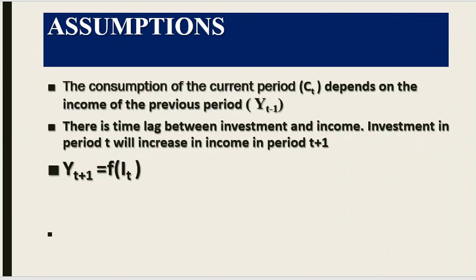Consumption of the current period depends upon the income of the previous period, like the consumption of the May month depends upon the income of the April month. There is a time lag between investment and income. Investment made in period T will increase income in the next period, T plus 1. So income in period T plus 1 is dependent upon the investment in period T.